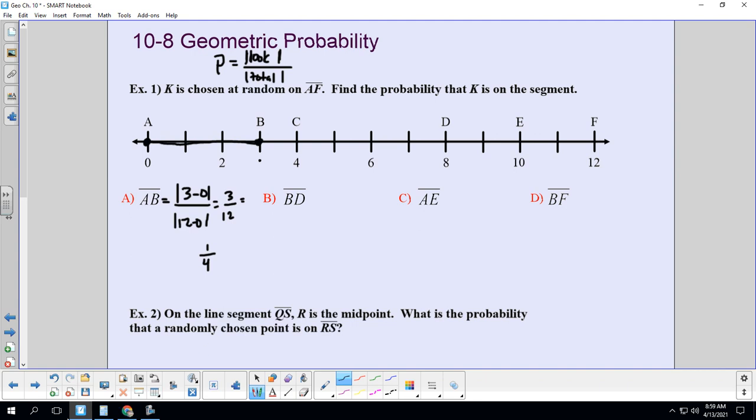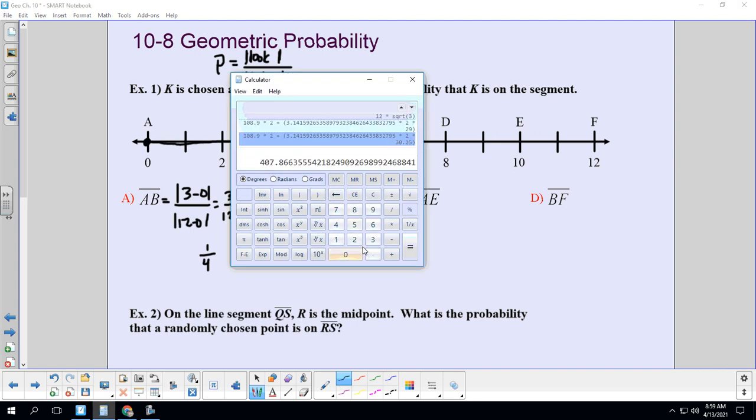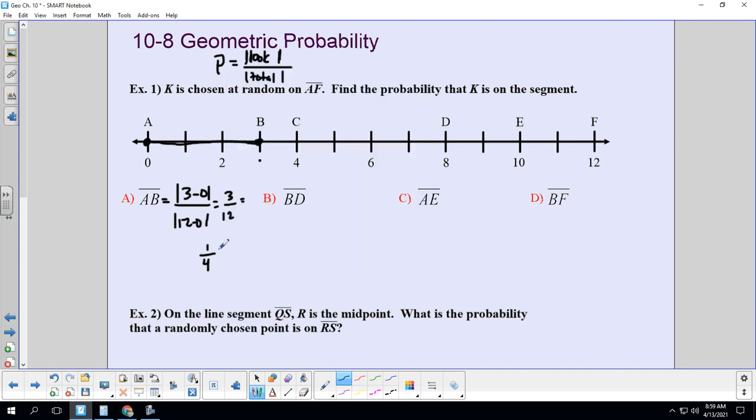1/4. And then just for sake of probability, we like to do things in terms of percentages. So put 1 divided by 4, and then times it by 100 to find, oh, it's 25%. So the probability of landing point K being somewhere on line AB is 1 out of 4, or 25%. Let's do this 3 more times.